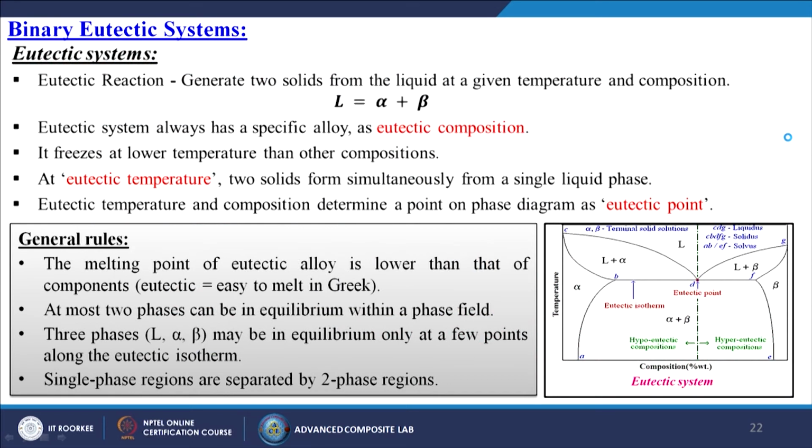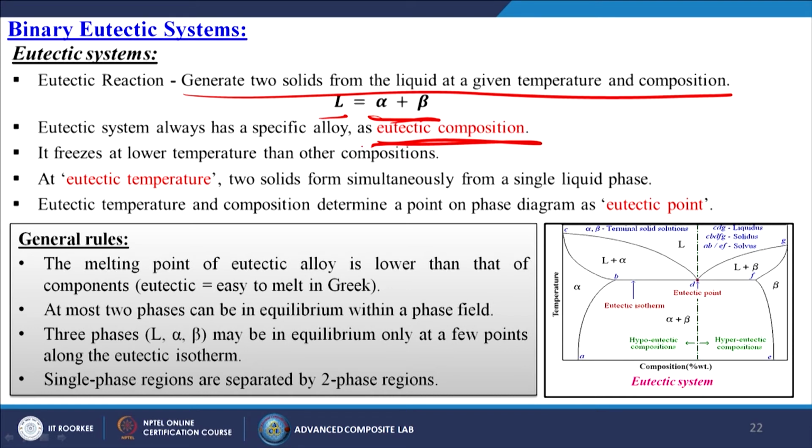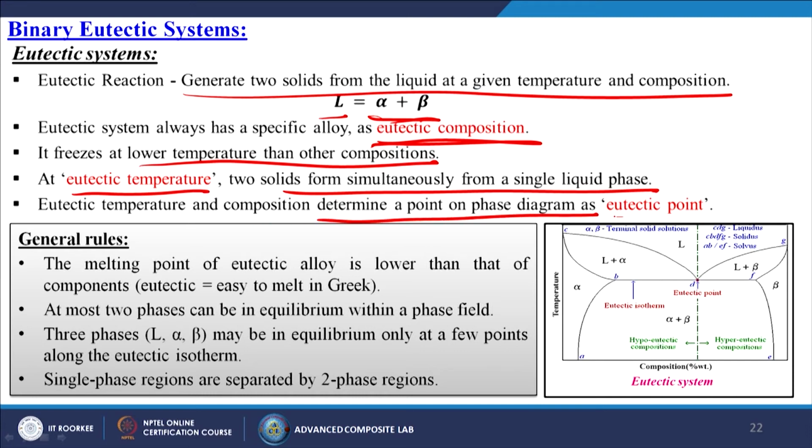Now we are going to discuss binary eutectic systems. Generally, eutectic reactions generate two solids from the liquid at a given temperature and composition. So, from the liquid two solids form, that is L goes to alpha plus beta. A eutectic system always has a specific alloy as the eutectic composition. It freezes at a lower temperature than other compositions. At the eutectic temperature, two solids form simultaneously from a single liquid phase. The eutectic temperature and composition determine a point on the phase diagram known as the eutectic point.